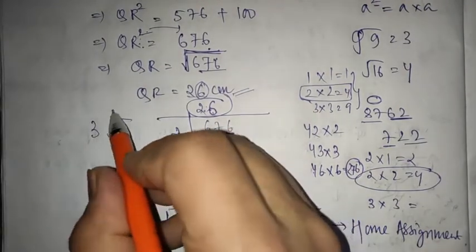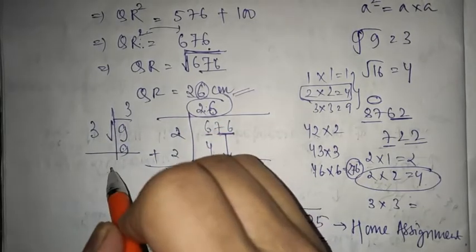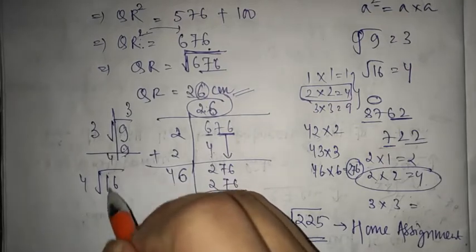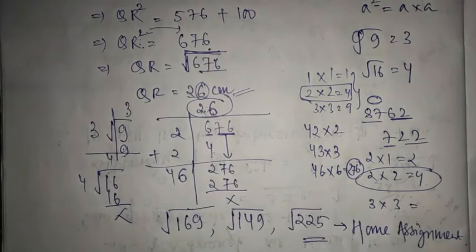Like similar to 9, how has this arrived? 3 3s is 9, no? So that's why it has got 3 3s is 9. Even in 16, 4 4s is 16. So this is the way to find the square root of any given number. I hope you have understood this.